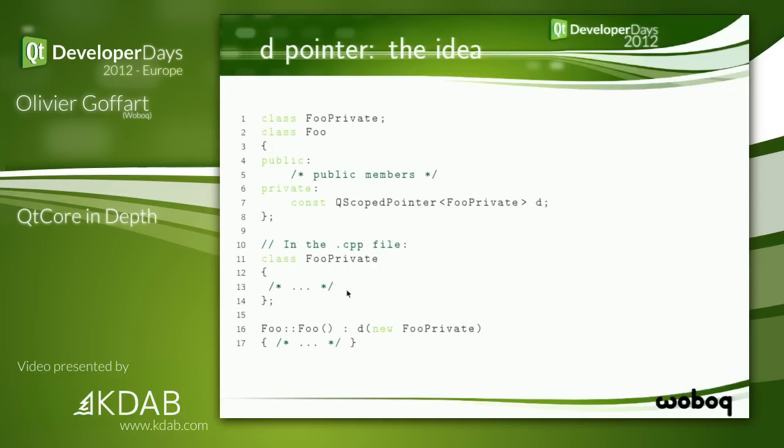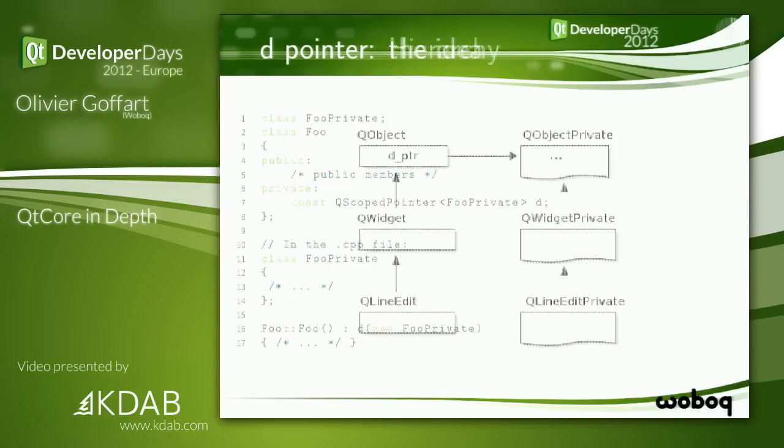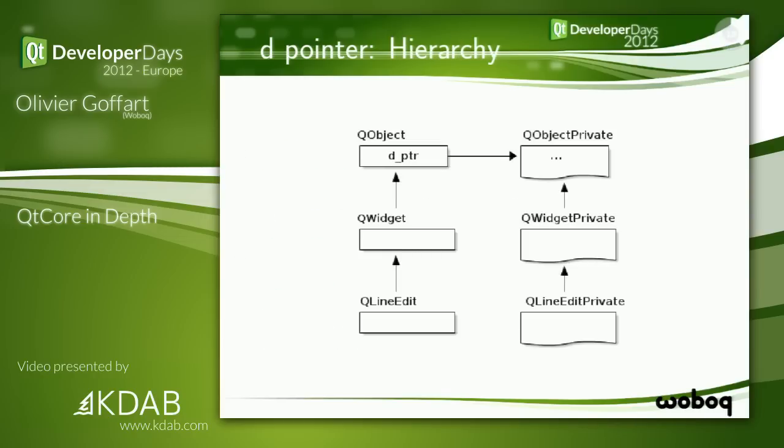Another good effect of that is that if your private members are objects that you don't want to include the header of within your public headers, it reduces the compilation time. The drawback is that you will need to allocate one of those private implementations for each class.